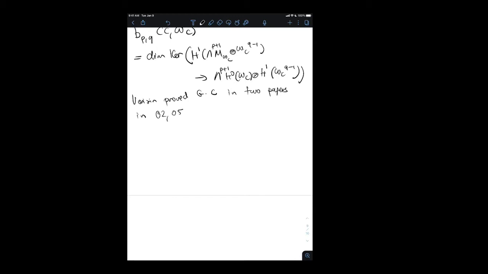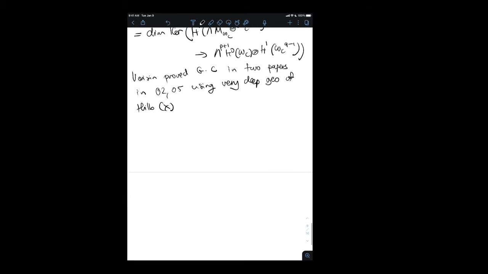But the papers, they're both very long and they're very hard for people to read. So they use very deep geometry of the Hilbert scheme. And I think people didn't really understand the papers and were kind of intimidated to even try to read them. Like, I spoke to Claire and she seems a bit annoyed that no one really tried to understand the papers.